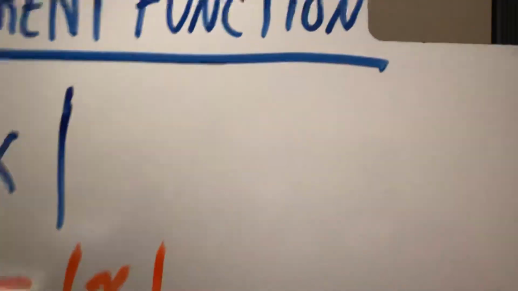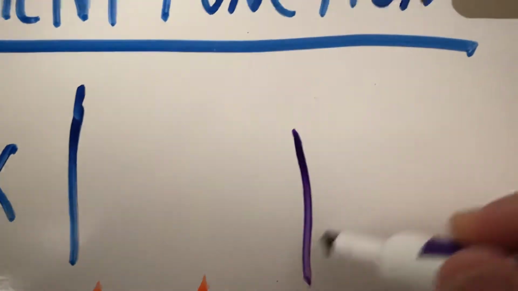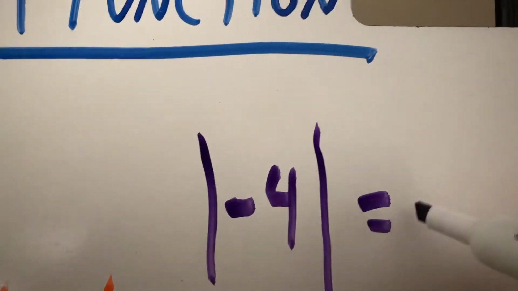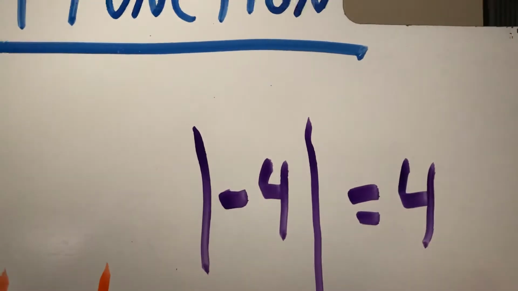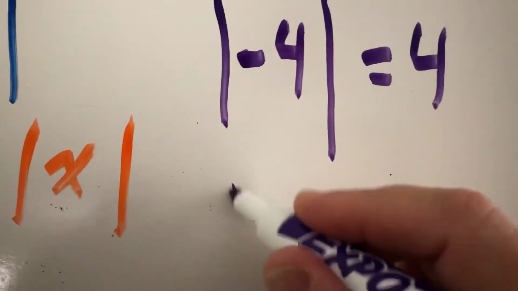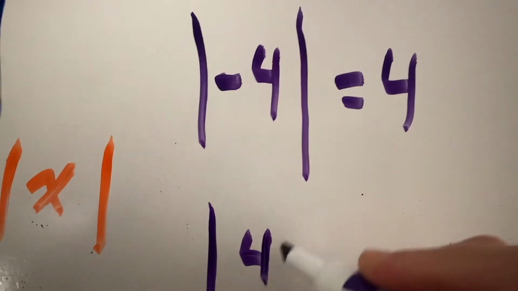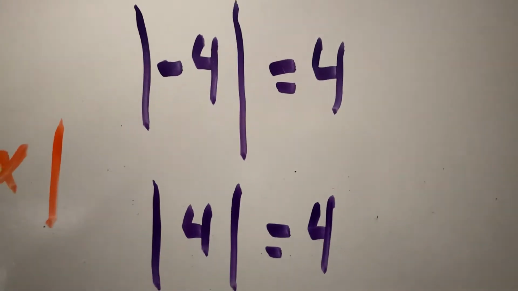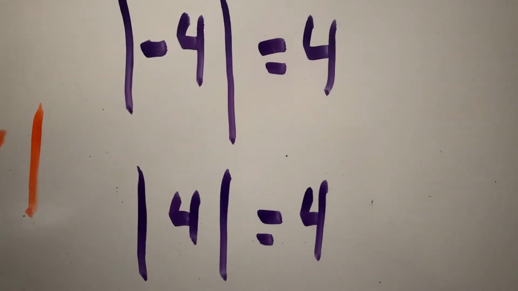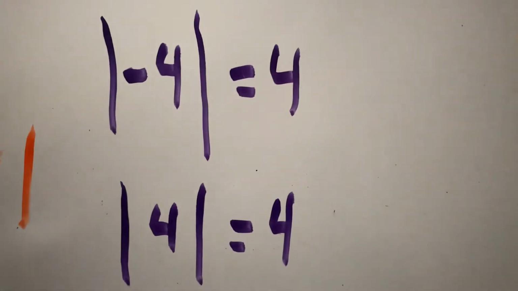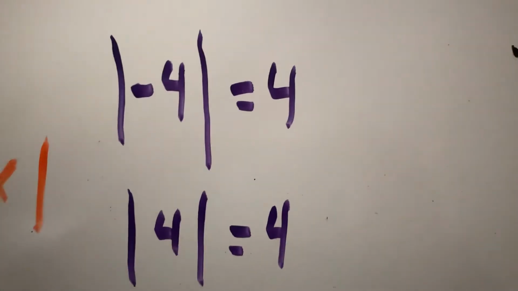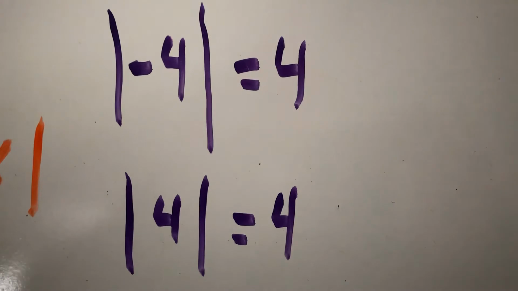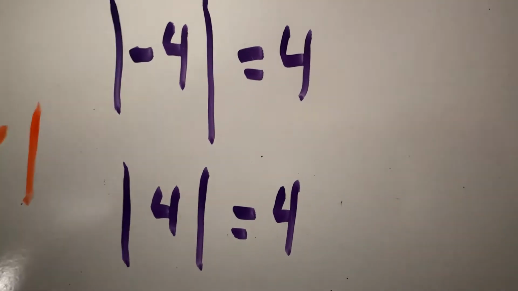If I said the absolute value of negative 4, that would be positive 4. But if I said the absolute value of positive 4, that's also positive 4. Okay? Absolute value always means the positive. Okay? Always means the positive. Right? The absolute value of a negative number is the positive number. The absolute value of the positive number is also a positive number.